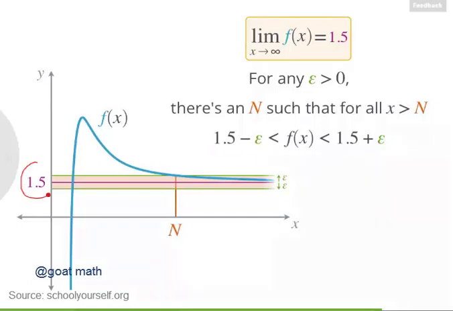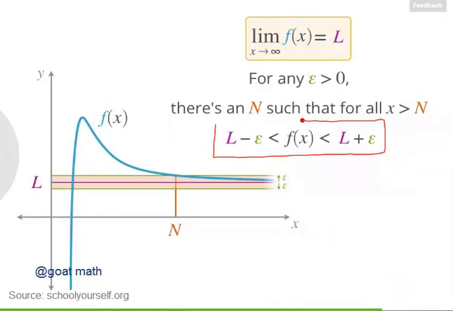If we change all the 1.5s here to the letter L, then we have expressions that work for any number. So this is what it means to say that the limit of a function as x goes to infinity equals a number L. It means that for any epsilon greater than 0, there's a number n such that for all x greater than n, f of x is between L minus epsilon and L plus epsilon.